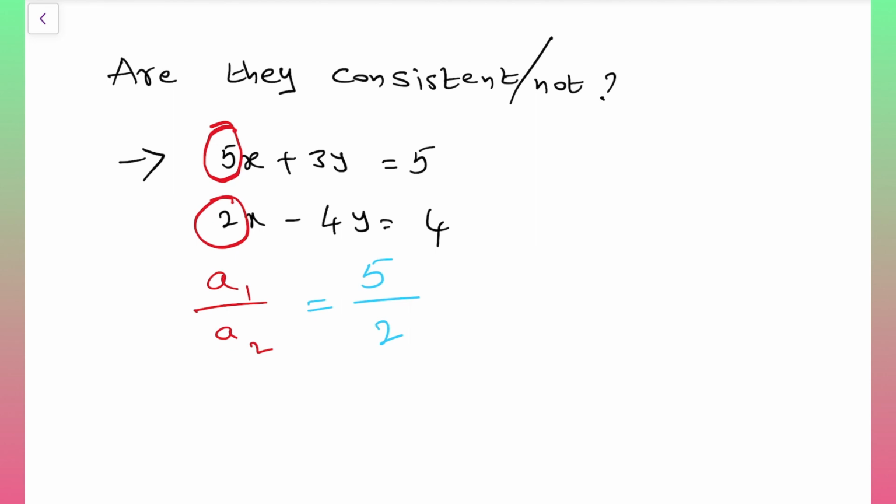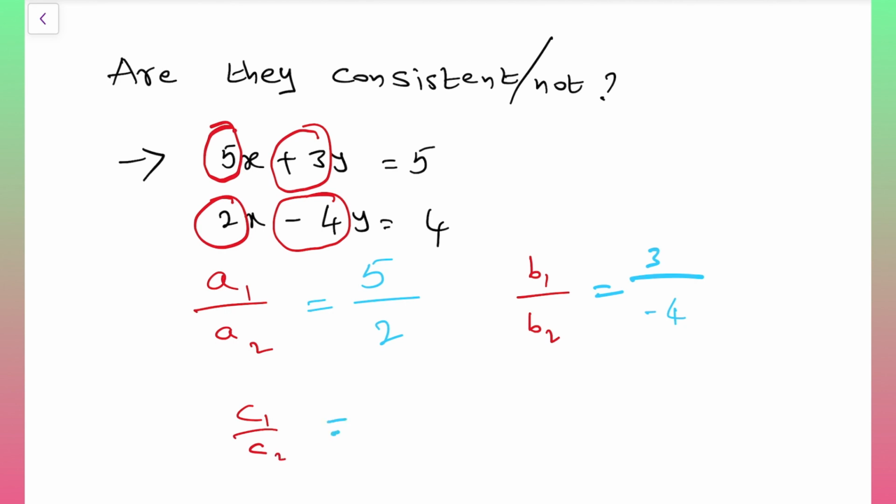Next, we need to compare the B1 by B2 ratio. What exactly are B1 and B2? In the first equation, the y coefficient, that is plus 3 or simply 3, divided by, what is B2 then? In the second equation, the y coefficient, that is minus 4. So now these two values we need to compare first of all. Oh sorry, I thought to change the marker color, then again I wrote with the same one. Okay, minus 4. Then C1 by C2, that is the constants, C1 by C2.